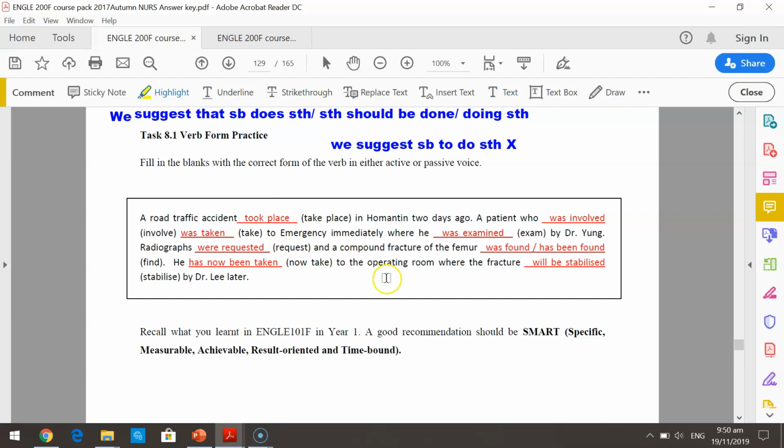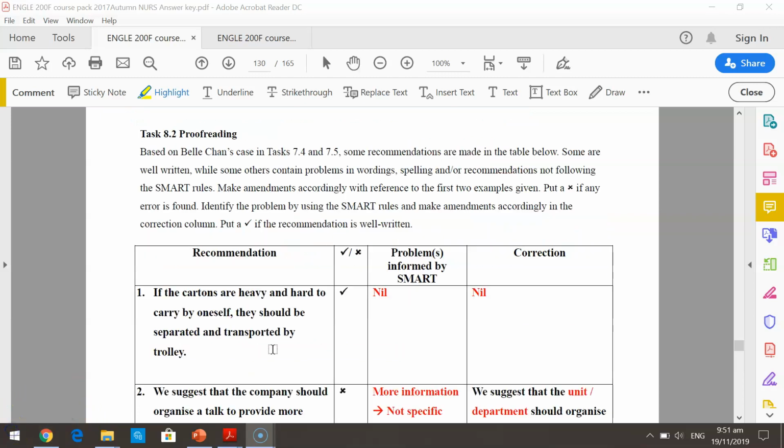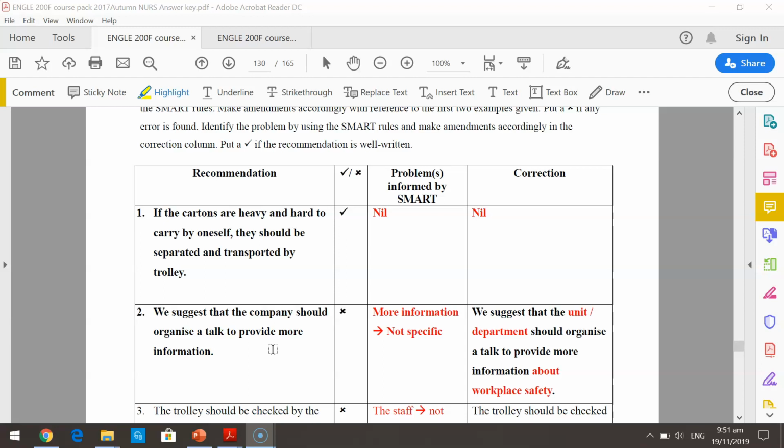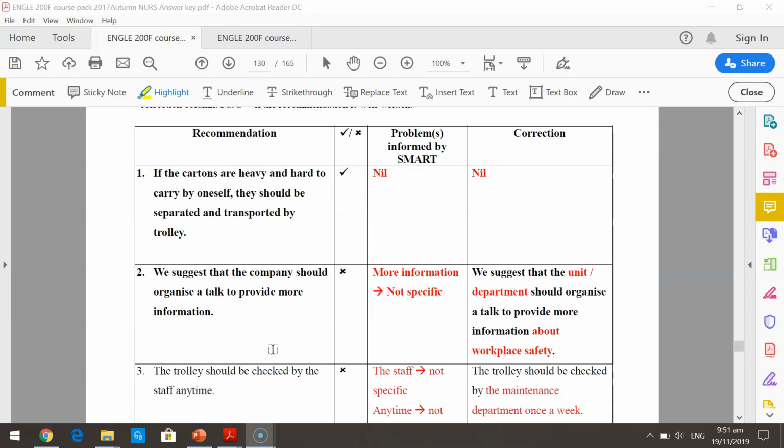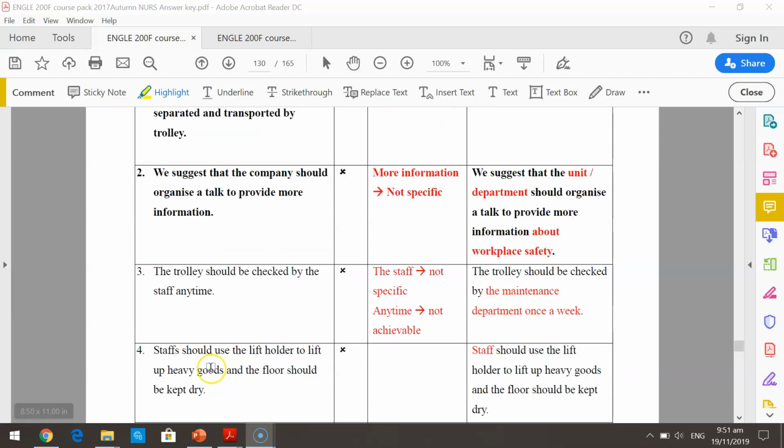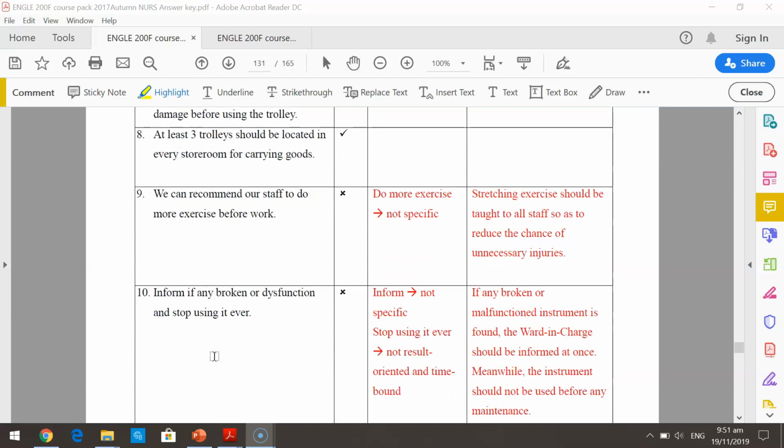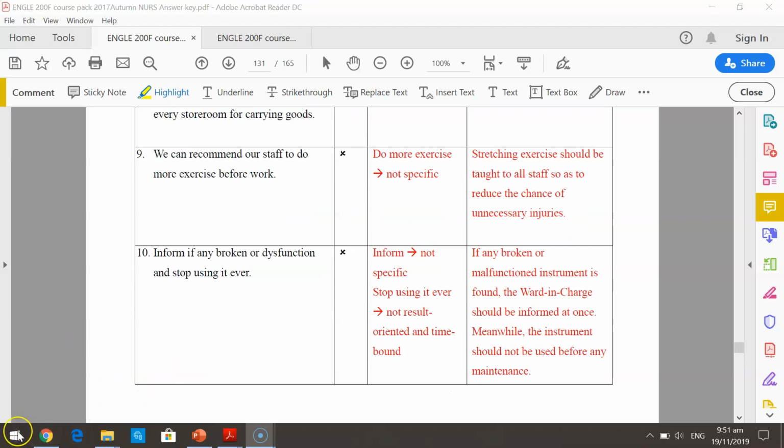Now, I'd like to draw your attention to the SMART rules for making recommendations. SMART is actually an acronym. S stands for specific and measurable, A achievable, R result-oriented, and T time-bound. You can take a look at these examples on the next page to give you more ideas of how to make use of the SMART rules in making recommendations or suggestions in writing an incident report. I assigned this exercise as homework earlier, so you could retrieve the answer key from OLE.